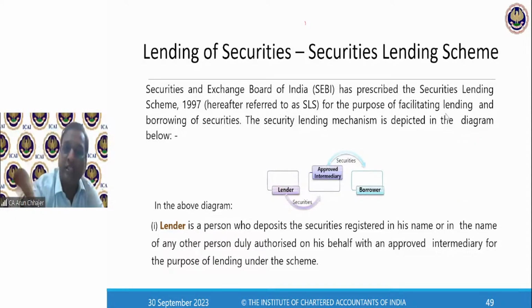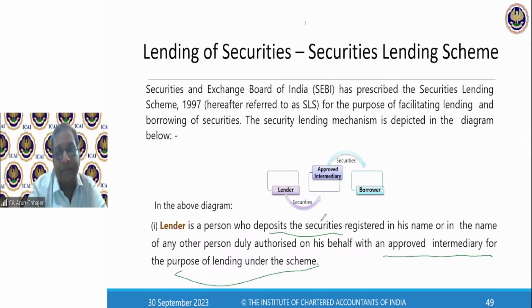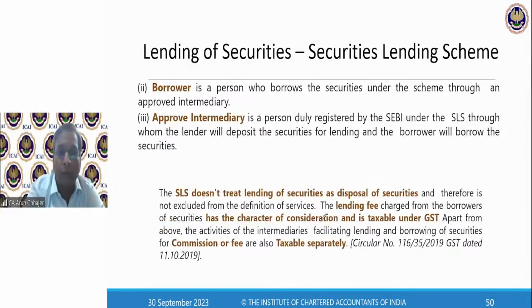Who is the lender? The lender is the person who deposits the security registered in his name, or in the name of any other person duly authorized in this behalf, with an approved intermediary. The purpose is lending under the scheme. The borrower is a person who borrows the security. And the approved intermediary is a person duly registered with SEBI under that scheme, to whom the lender will deposit and from whom the borrower will borrow the securities.